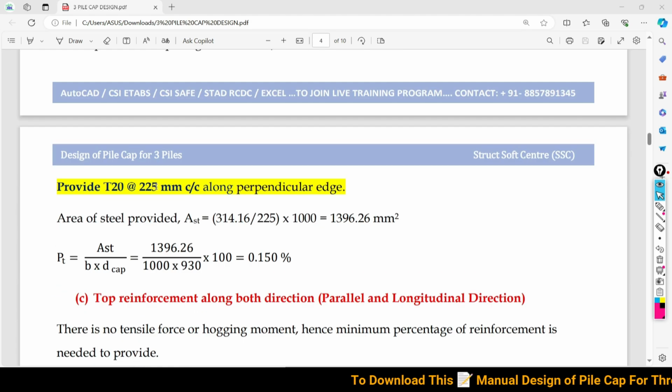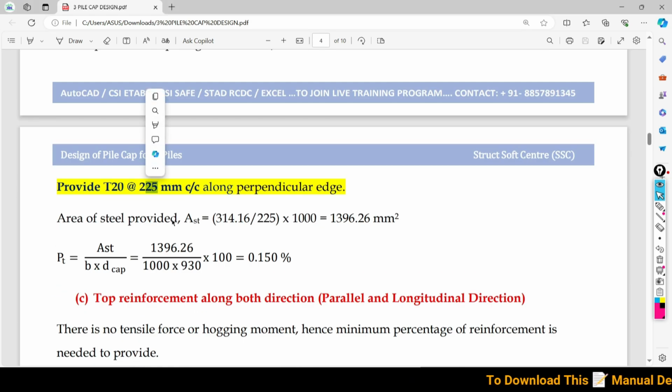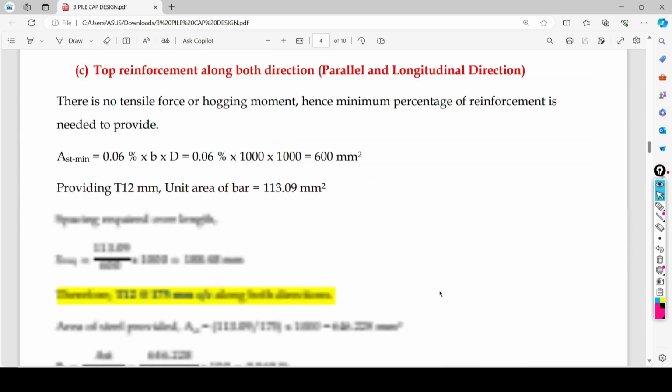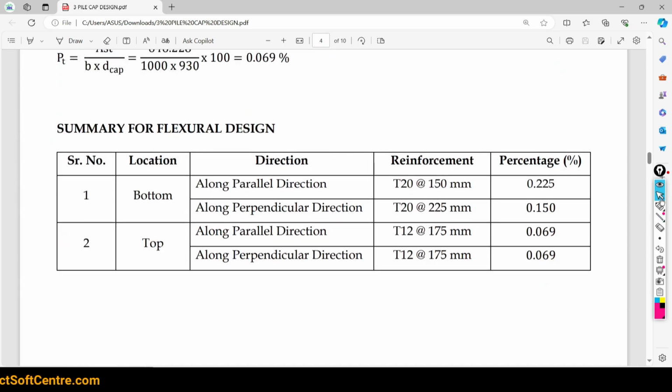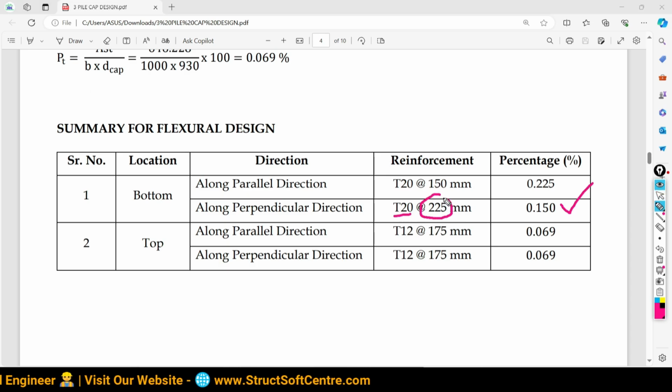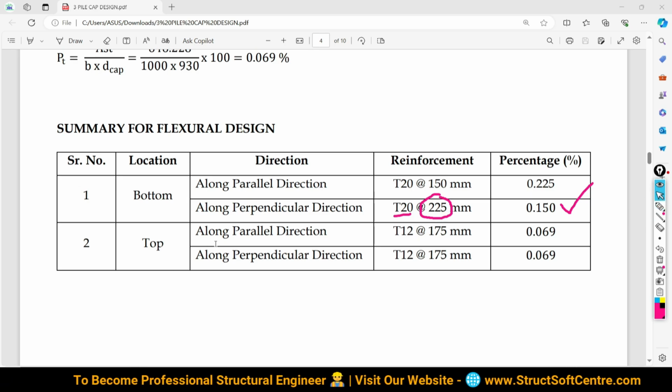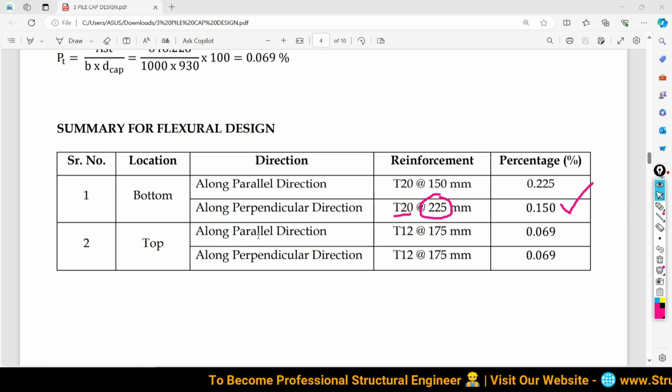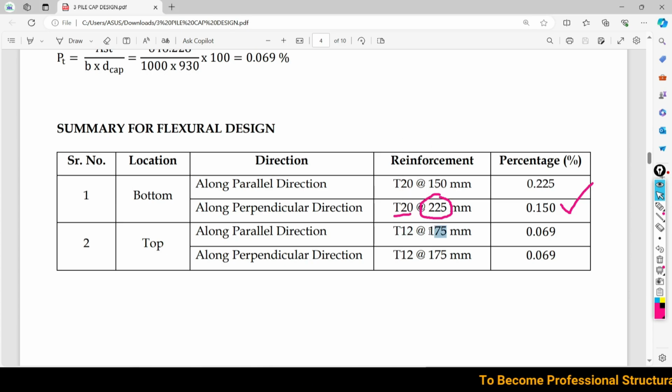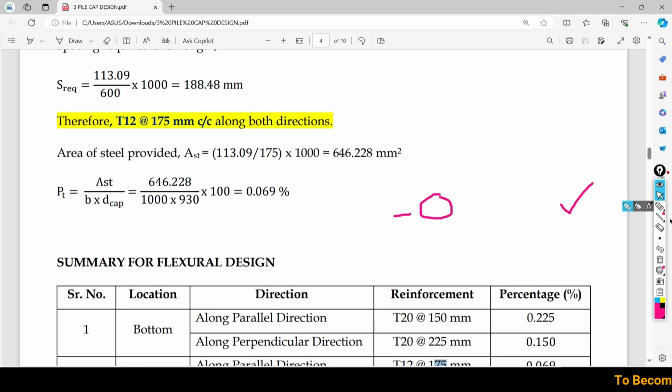Let me show you: at a spacing of 225 mm center to center along the perpendicular edge, and the percentage is 0.15%. You can see here it is 0.15%, with 20 mm diameter bars at a spacing of 225 mm center to center. And finally we have provided the top reinforcement along both directions, parallel and perpendicular, as 12 mm diameter bars at a spacing of 175 mm center to center. You can find this along both directions at the top face of the pile cap.